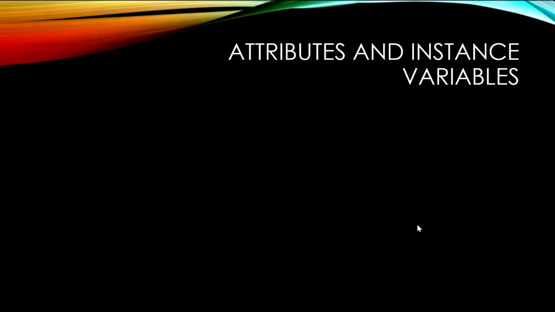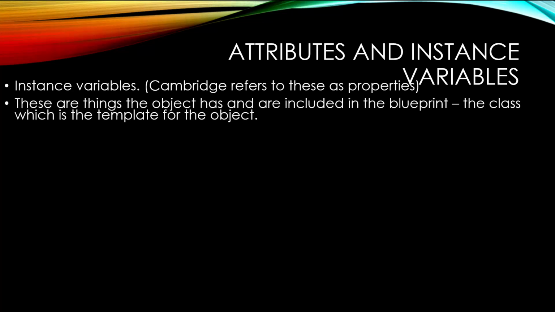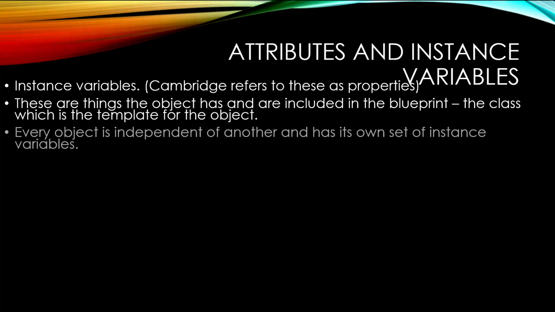We said that your classes have attributes and instance variables that are tied to the object. Now, instance variables are something you need to know. If you're in the Cambridge Computer Science 9618 course, they're going to refer to these on the exam as properties. Now, your instance variables, or as Cambridge refers to them, properties, these are things the object has and are included in the blueprint, which is the class, which is the template for the object.